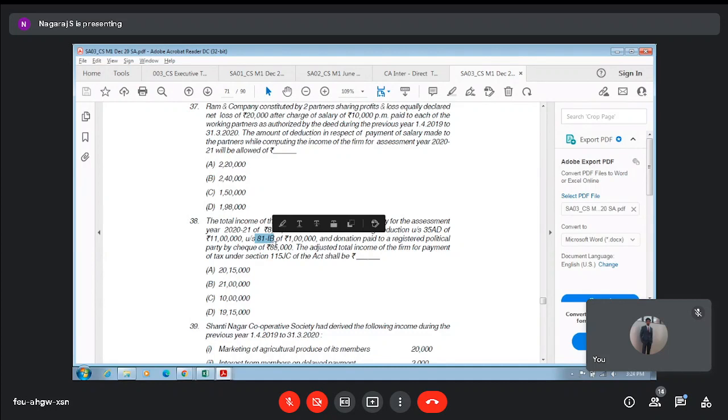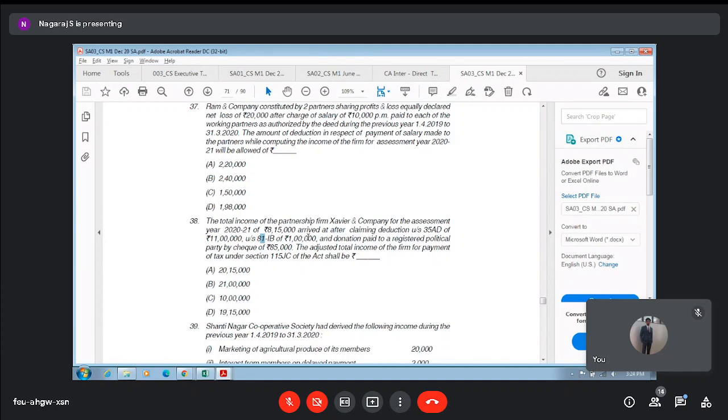Sir, but it's 81, right? 80I. No, this is 80. I don't know why they have given 81. There is no 81 section in income tax as far as I know. If you find an 81 section, let me know. I don't think 81 is there. Maybe I missed that one. Please let me know if you find it.